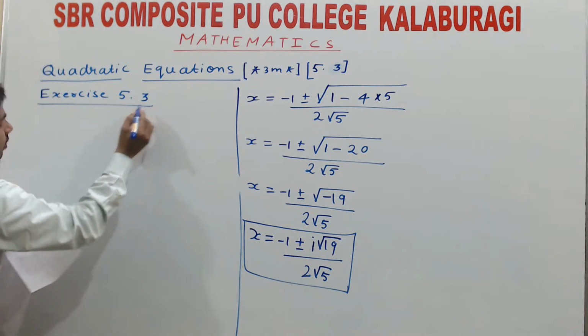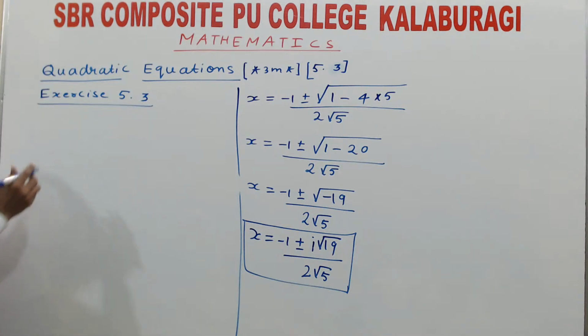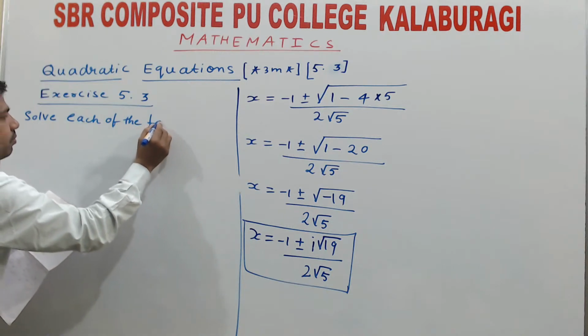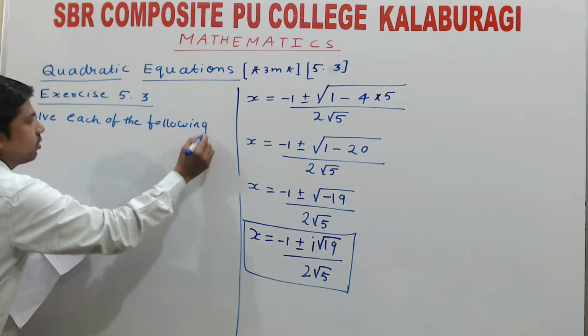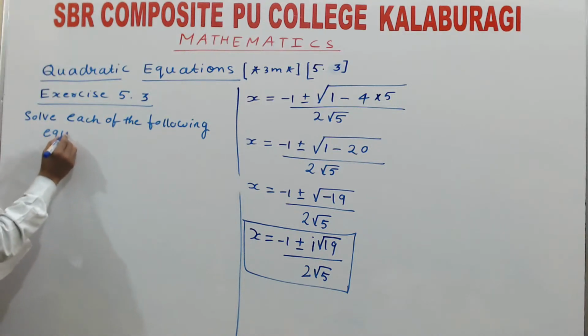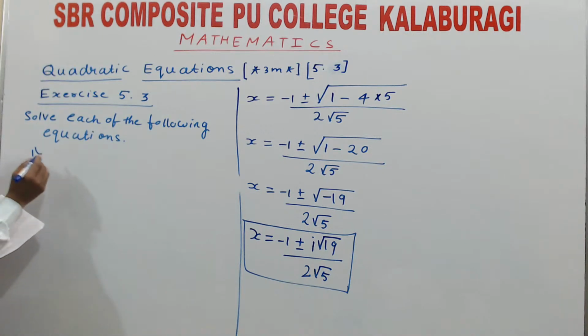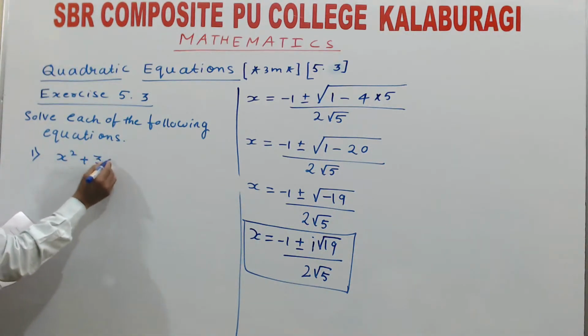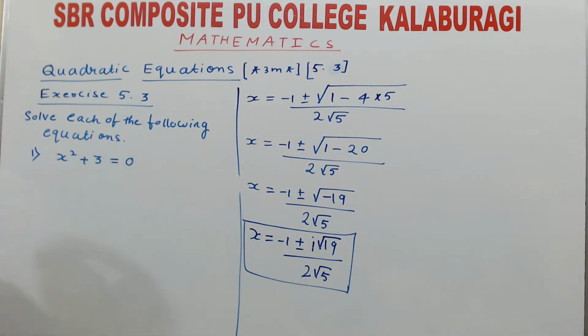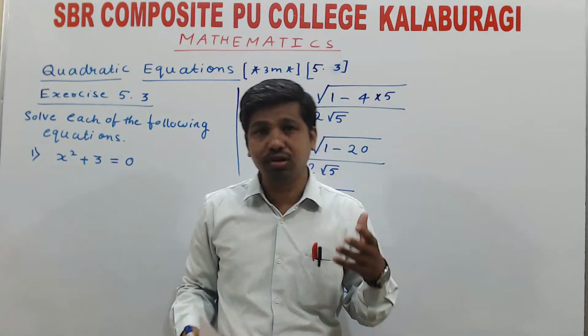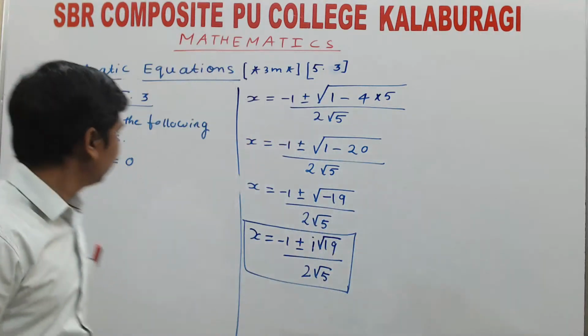Exercise 5.3. Solve each of the following equations. First one, x square plus 3 equal to 0. X square plus 3 equals 0. Directly you can equate x square equal to minus 3. No need of using the formula. If it is in the standard form ax square plus bx plus c equals 0, then it is better to use the formula.